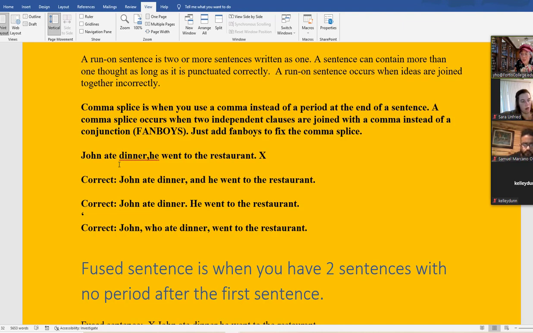You're on mute. When two sentences have a comma put in between them that shouldn't be there. Yeah, and what is the difference between a comma splice and a run-on sentence, Sam? They don't have that comma there? Yeah, so that would be a fused sentence, yeah, that's correct.